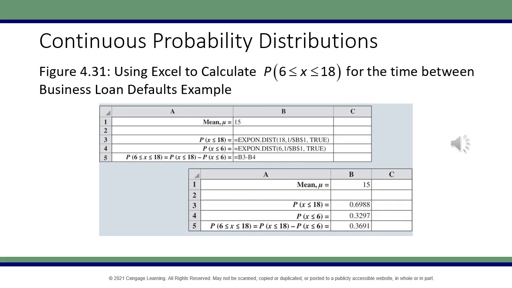In conclusion, we've covered three important continuous probability distributions: uniform, normal, and exponential. Each has its unique characteristics and applications in business analytics. Understanding these distributions and how to work with them is crucial for making data-driven decisions in various business scenarios.